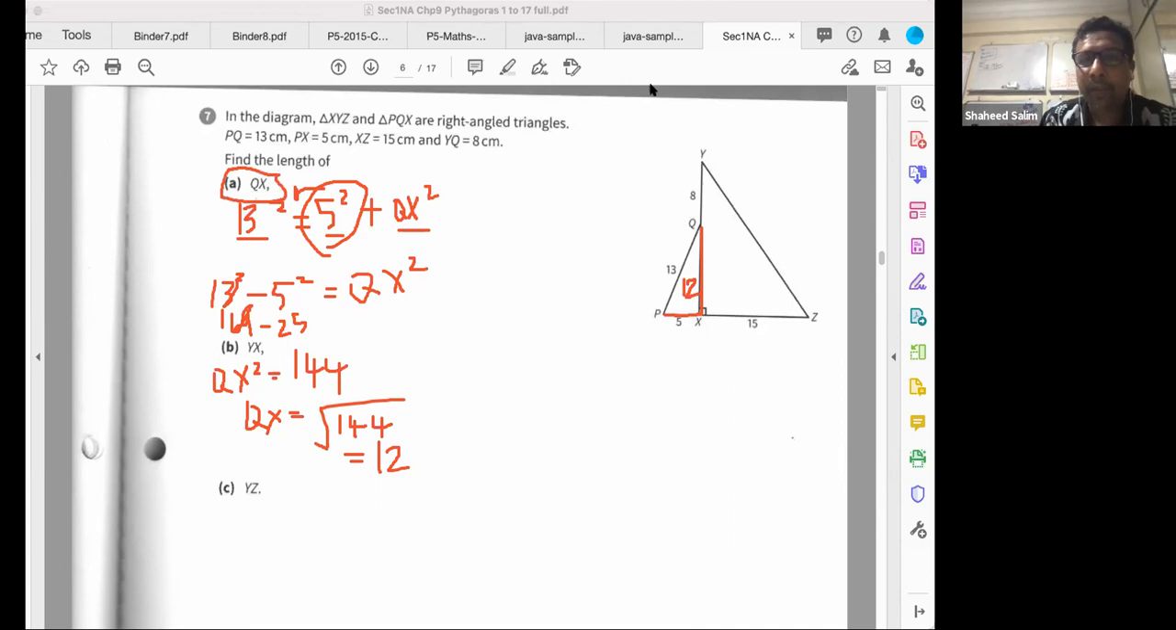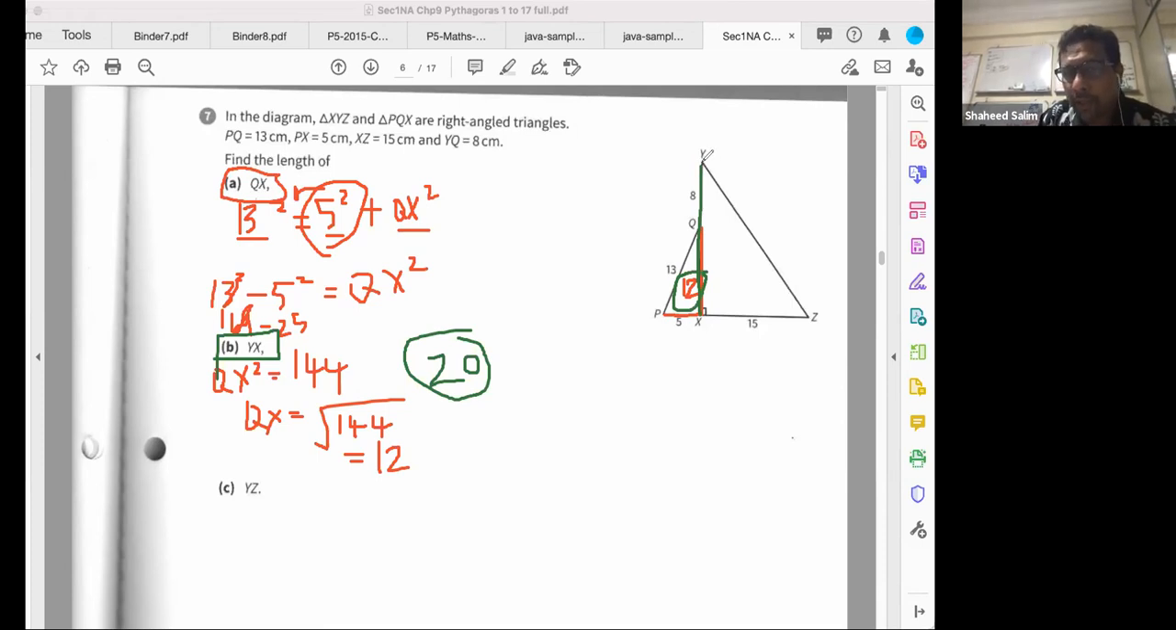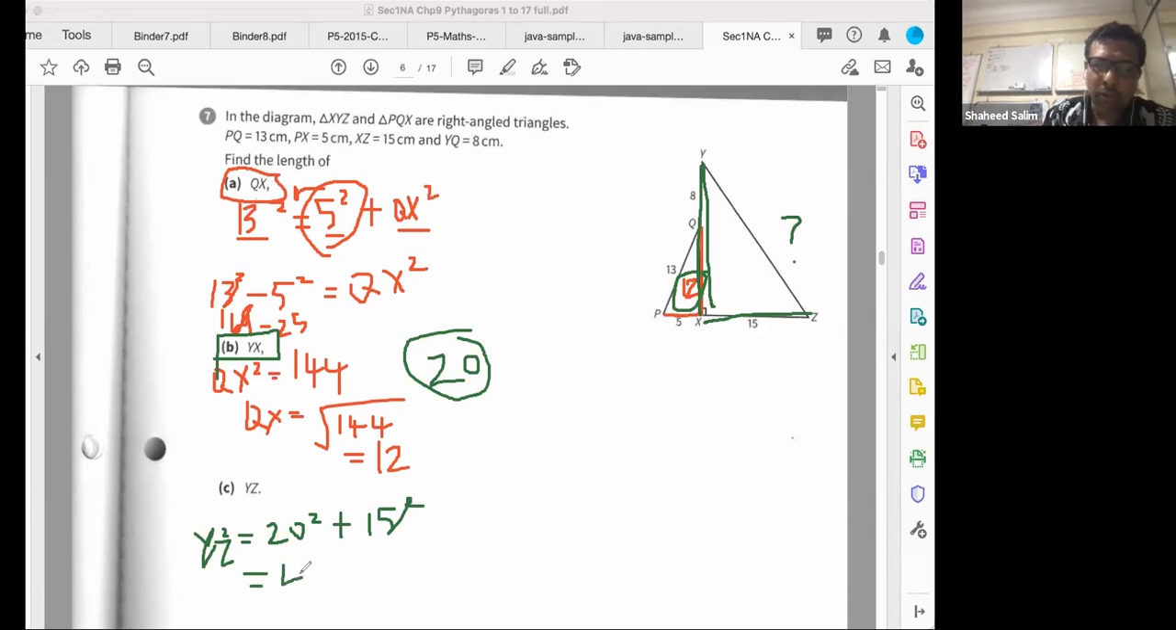You found QX. For question B, I use a green color. They ask you now what is YX. YX is this plus this: 12 plus 8, which is 20. Now for the last one, you know this one is 20 and this one is 15. So 20 square plus 15 square is equal to YZ square. 20 times 20 is 400, plus 225, you get 625. When you square root 625, you will get 25. So the answer is 25.